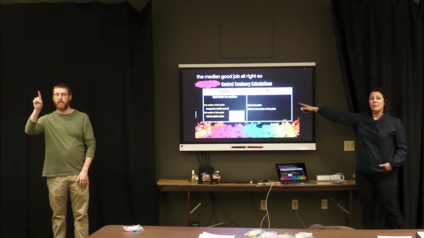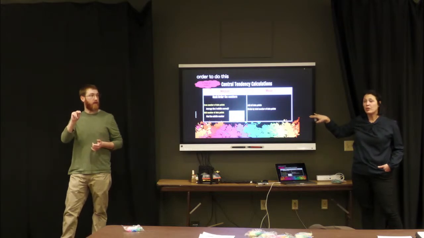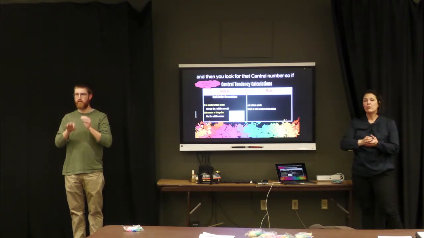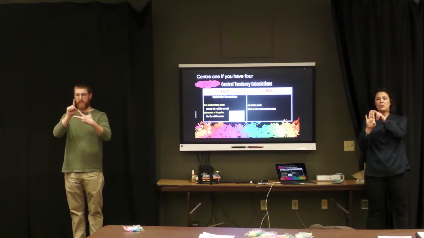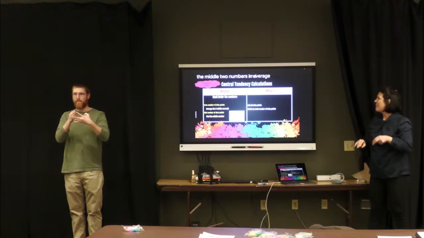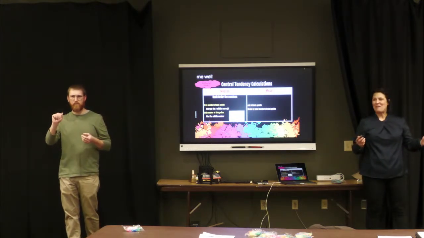So the median, in order to do this, you rank order your numbers, and then you look for that central number. So if you have 3 data points, it's going to be the center one. If you have 4 data points, you take the middle 2 numbers and average them. And then the mean, we all know. Do I need to go over mean? We all know that. Yes.